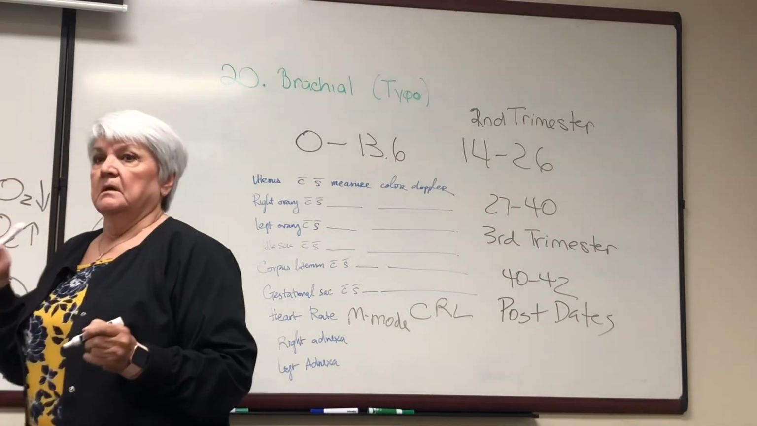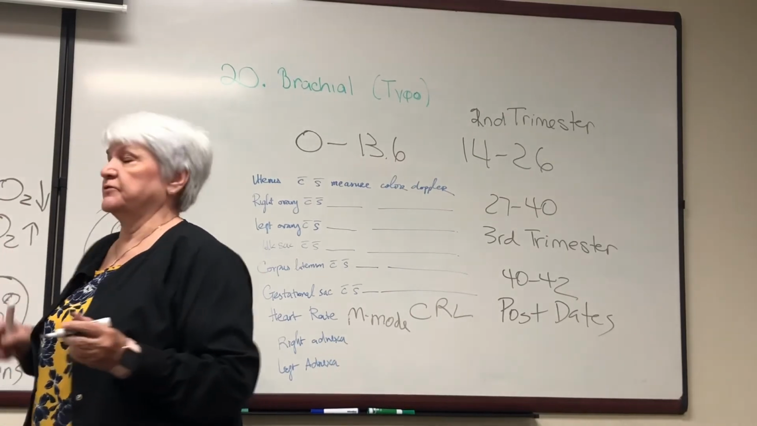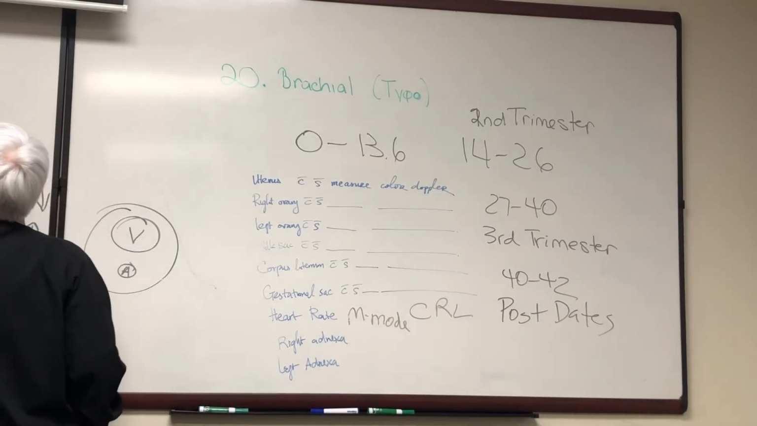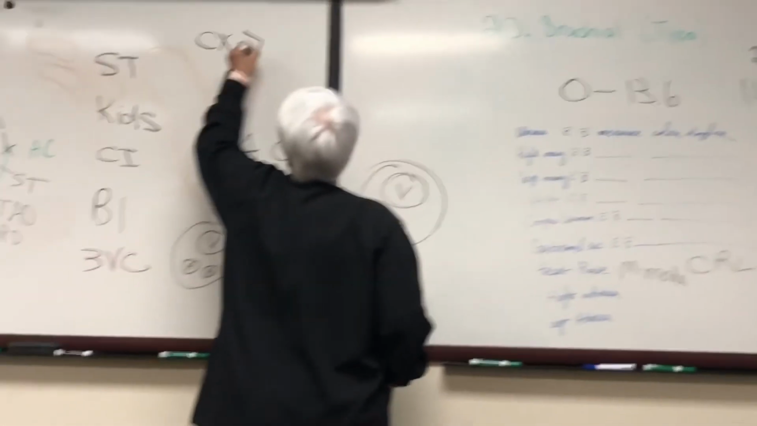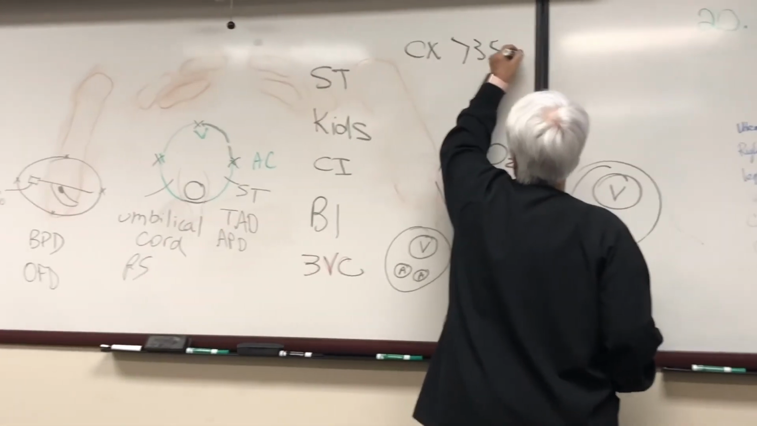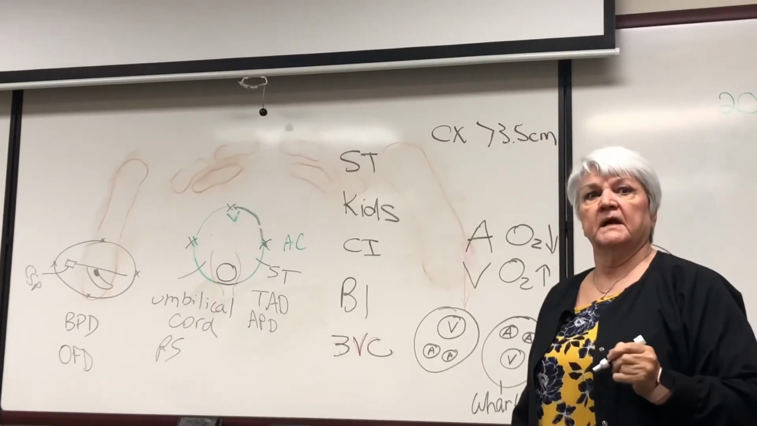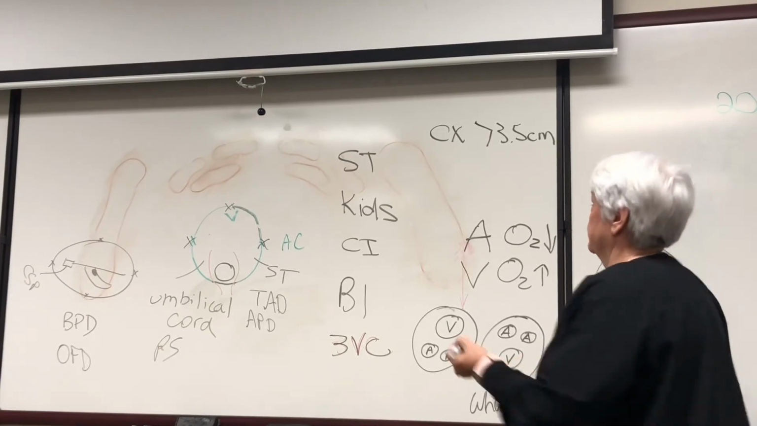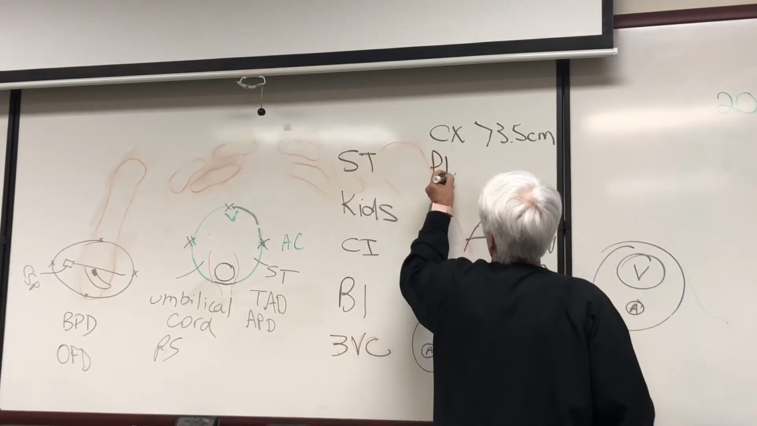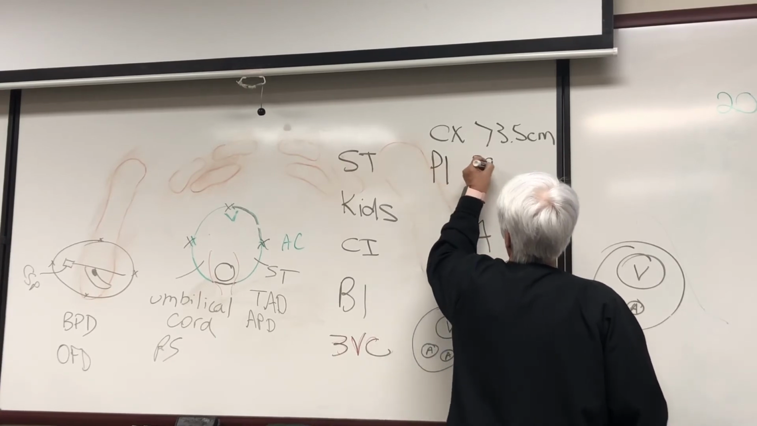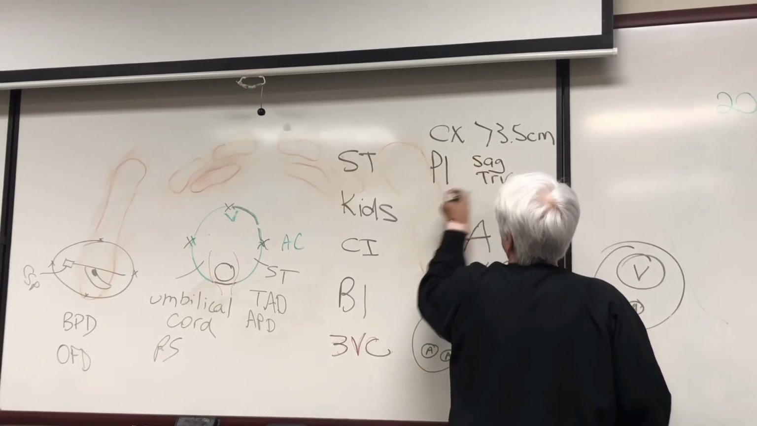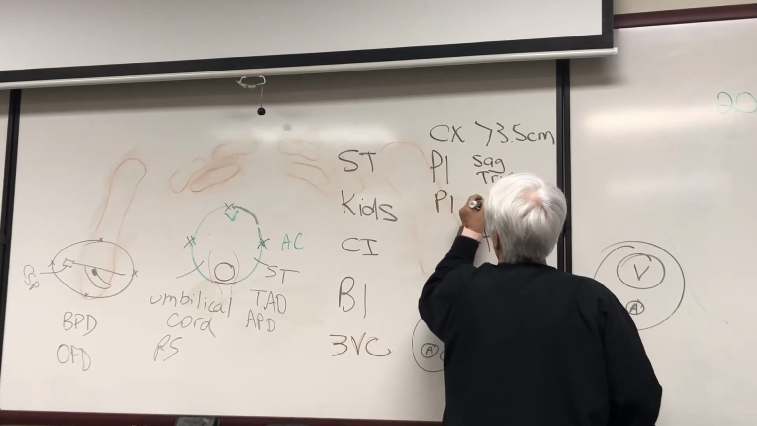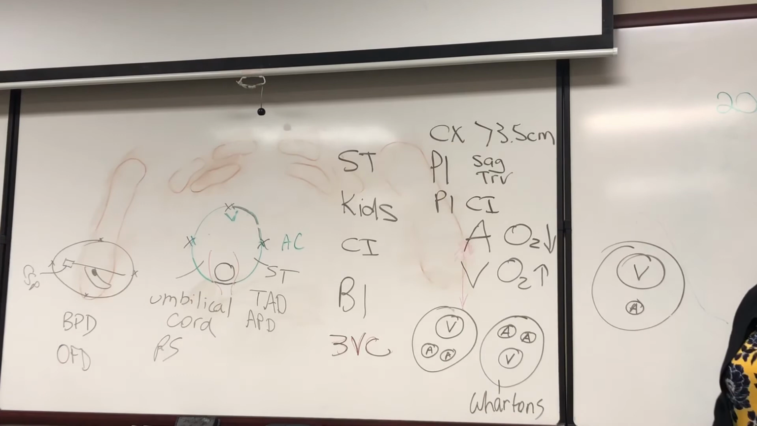You also have to do the cervix. That's gonna be your very first shot, the cervix, and it has to be greater than 3.5 cm. Okay? 3.5 cm. Then you do placenta, sagittal, transverse, and placental cord insertion.